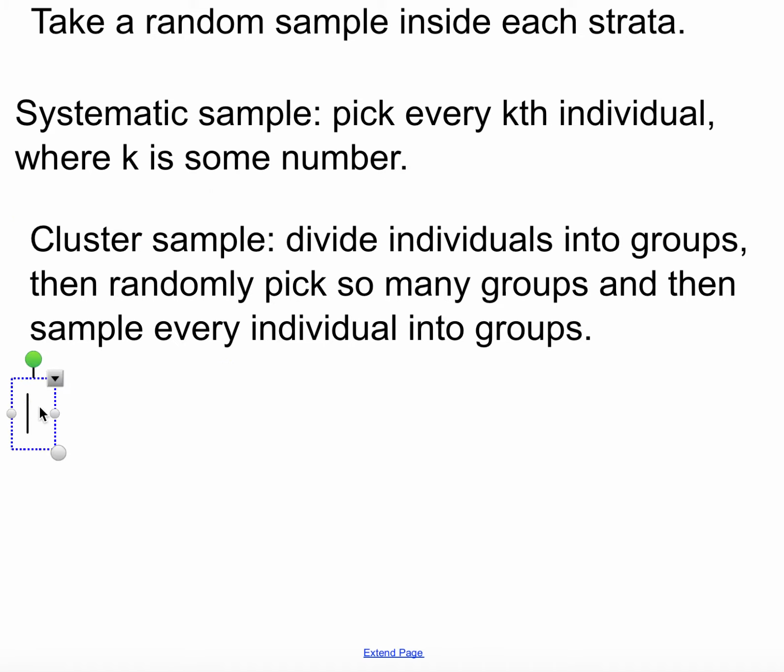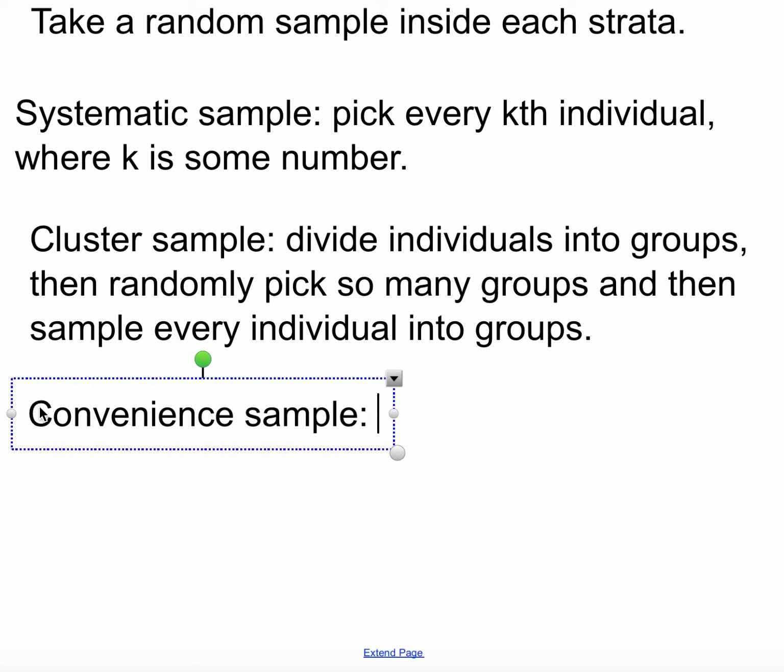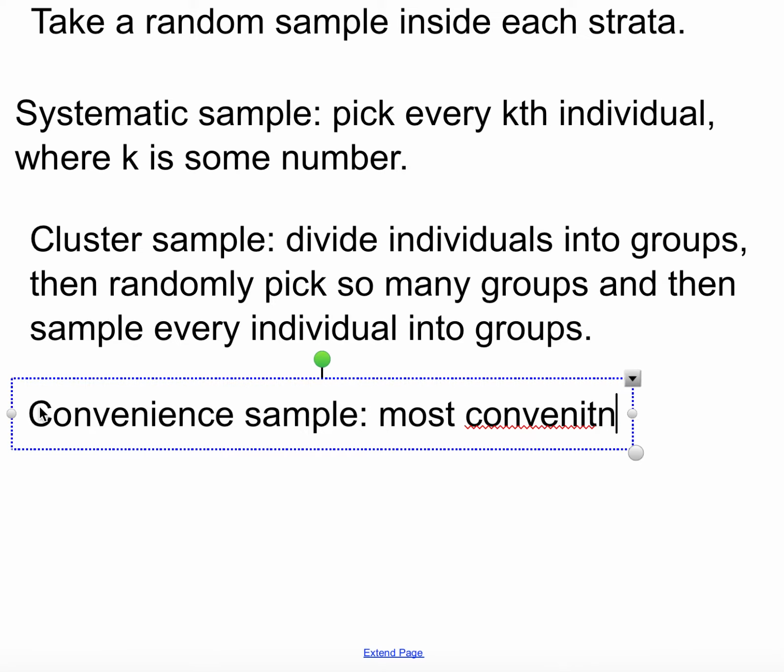The next one that I want to mention, I don't really want to mention it, but I'm going to mention it anyway, is called a convenience sample. This is one that's just easy, the most convenient for the researcher.